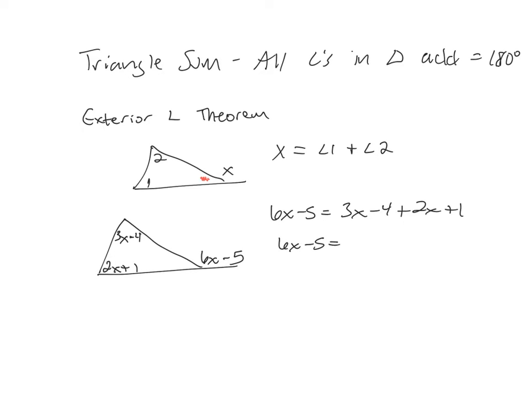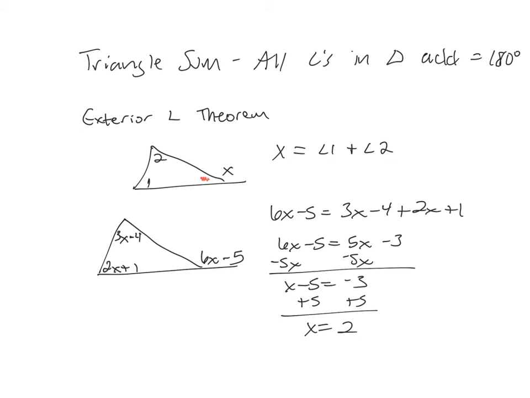So 3x and 2x is 5x, negative 4 and 1 is negative 3. And x equals 2. And then you need to answer the question. It might just say solve for x. It might say what's the exterior angle. It might say what are one of the interior angles. Like, I don't know. You just have to make sure that you answer whatever the question happens to be. It looks like on your worksheet it does just say find the value of x. So you would be done.